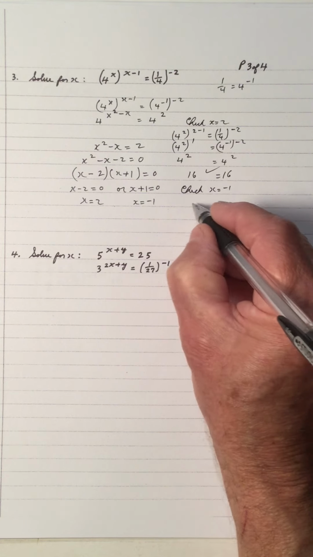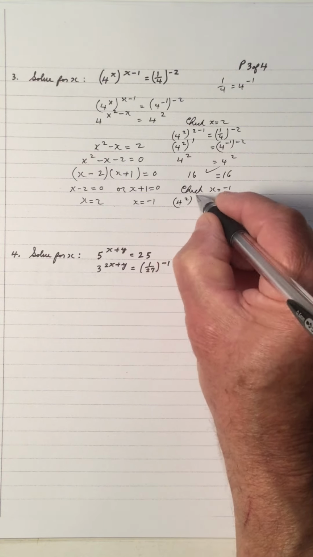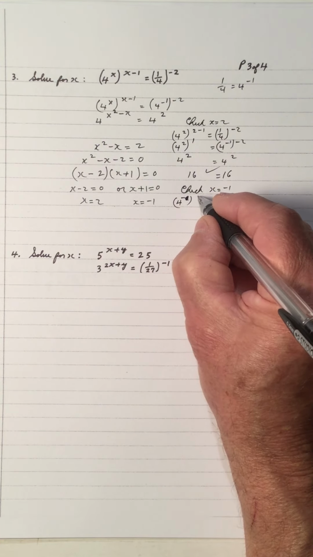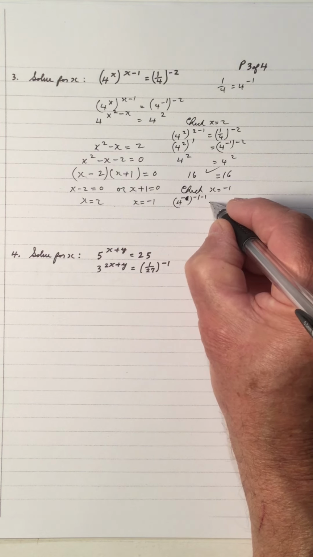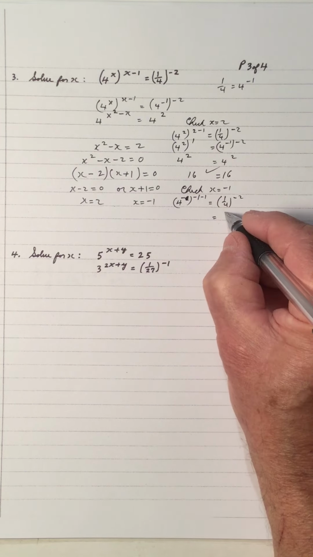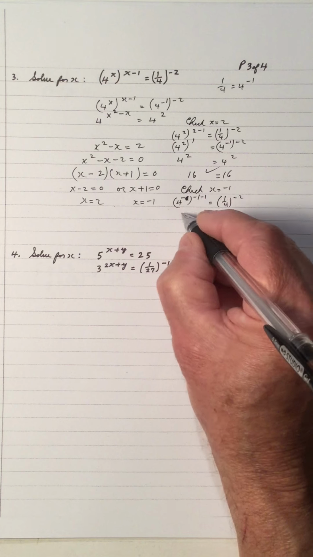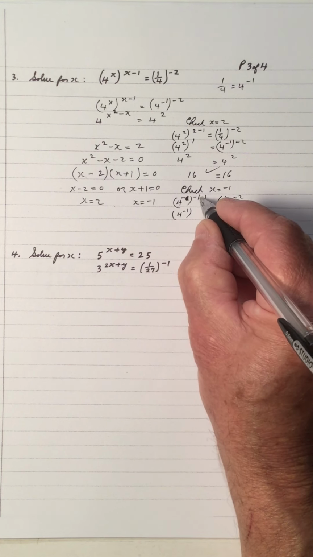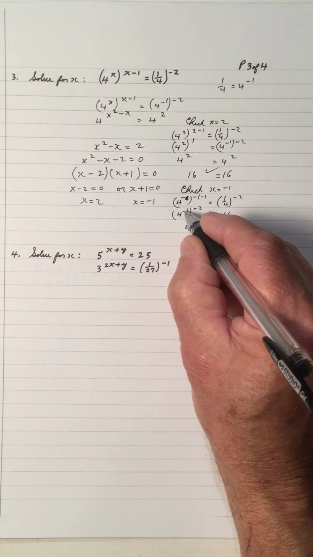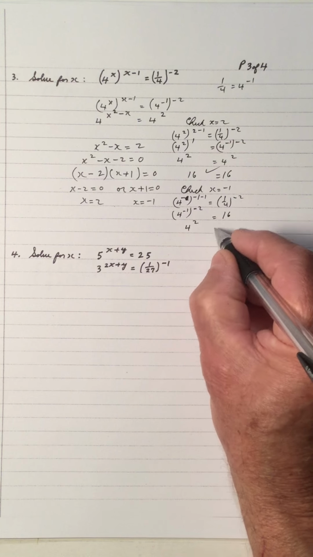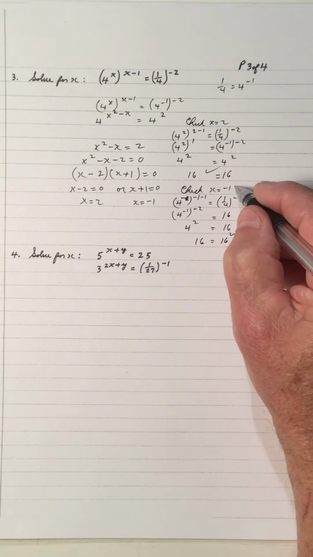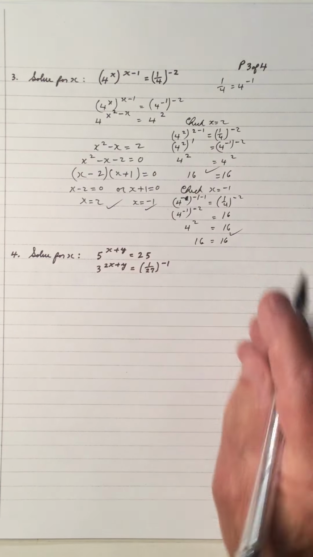X equals negative 1. So 4 squared. Negative 1 now. That's a negative 1. So x is negative 1. And again, we know what this comes out to be. We worked it out here, so that's a 16. So that's 4 to the negative 1. Negative 1 subtract negative 1 is negative 2. We have a power of a power, and multiply. So that gives us a 16. So that's true. So these are two solutions.